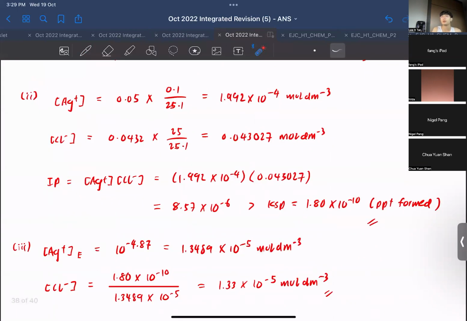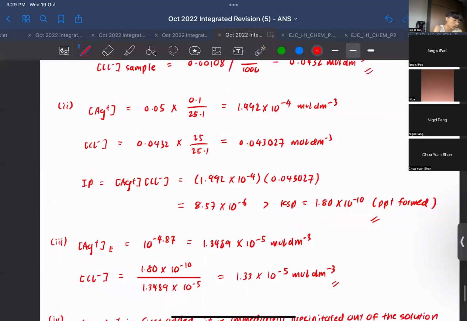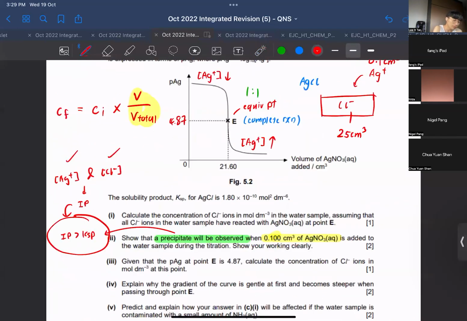Okay, it seems quite straightforward. It seems like you're just subbing in values. But let's not just move on from that. I want you guys to understand why. Why do we sub it into the KSP? Okay, let's just come back here.